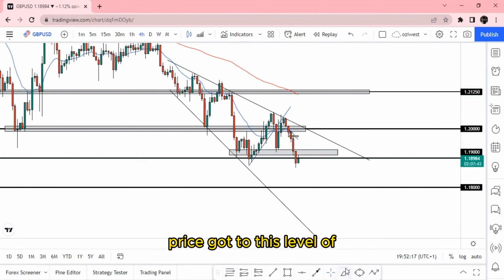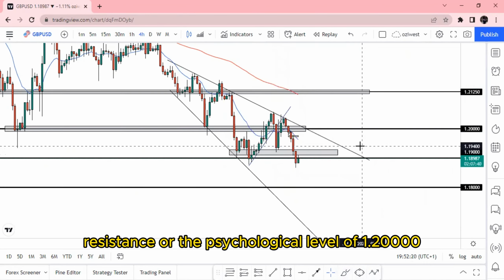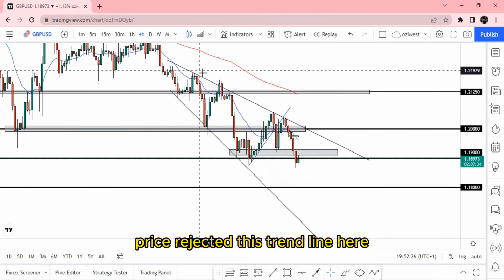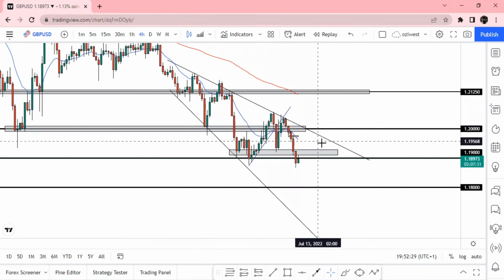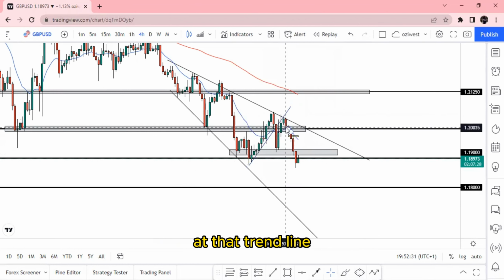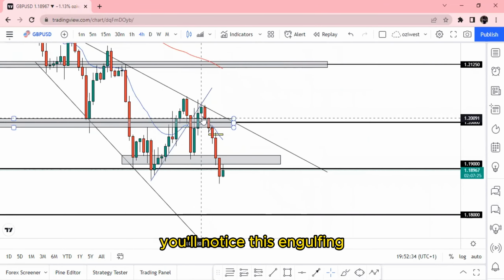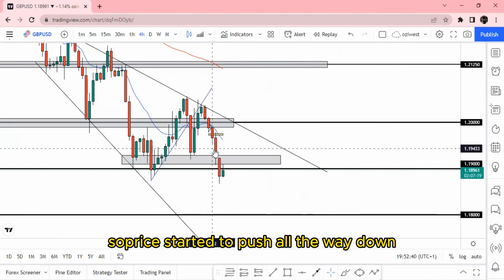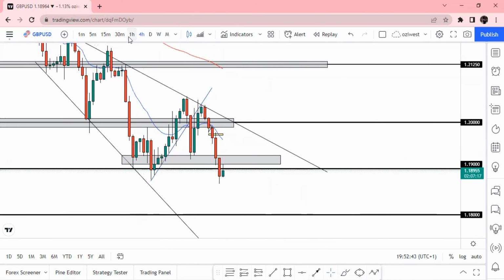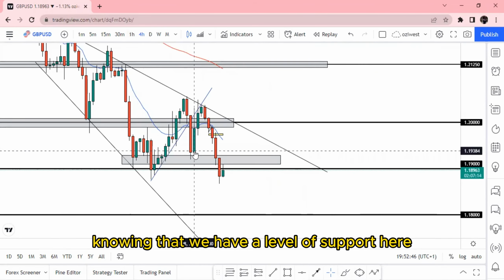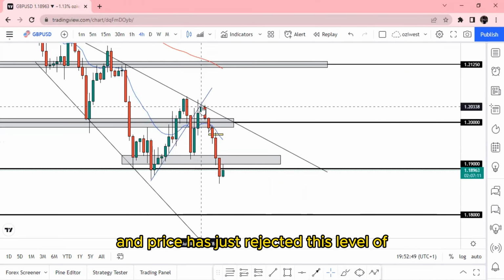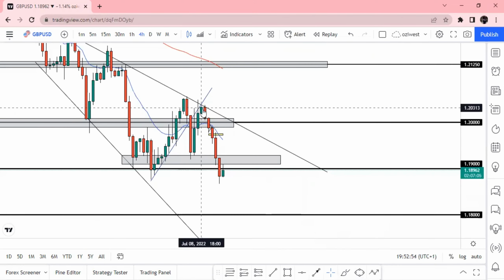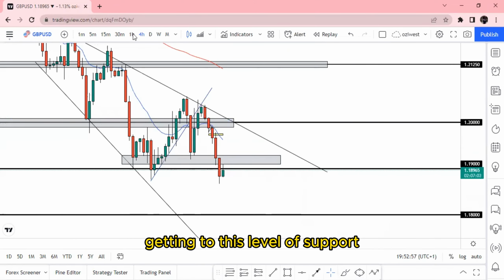Price got to this level of resistance, or this psychological level of 1.20000, price rejected this trend line here, forming a double top at that trend line. You will notice this engulfing candle here. We are on the 4-hour time frame, so price started to push all the way down, knowing that we have a level of support here, and price has just rejected this level of resistance and the trend line. Then there's a high probability of price getting to this level of support.